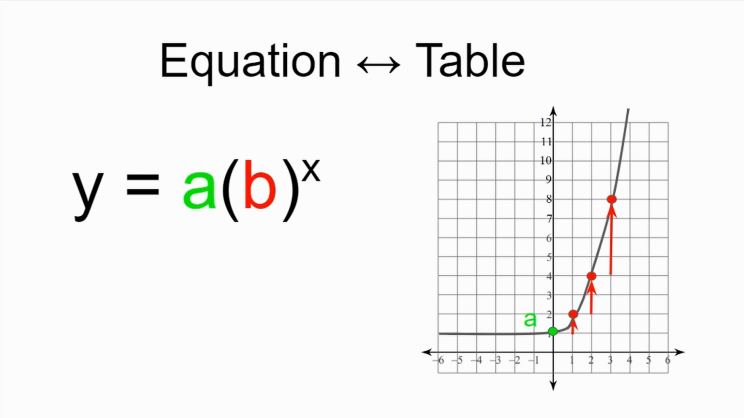To summarize, connecting equations to tables, we know that an exponential equation can be written in the form y equals a times b to the x, where a is our initial value, which can be located on the y-axis, or the y-intercept of our graph. And we know that our growth factor b is going to be our multiplicative pattern, what we multiply to go from one point to the next.